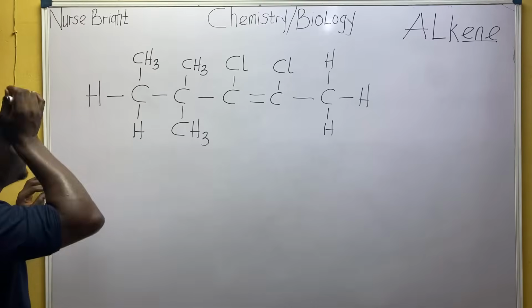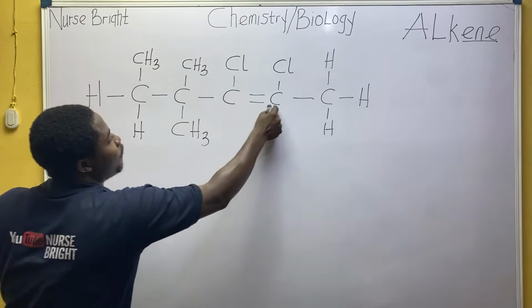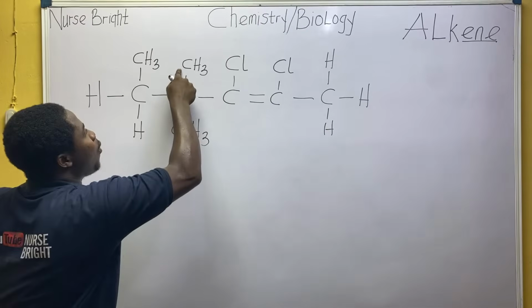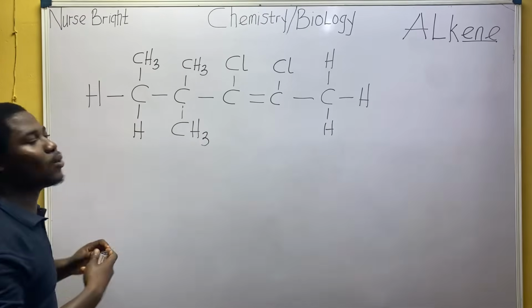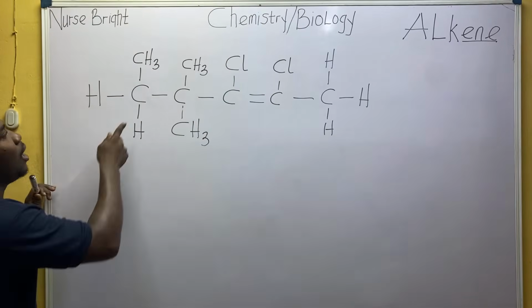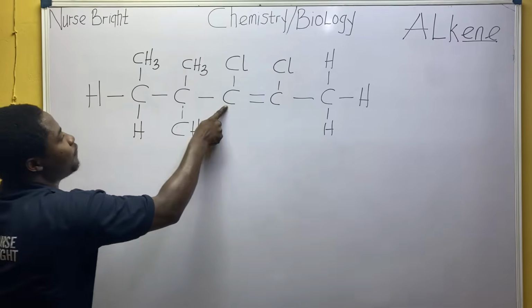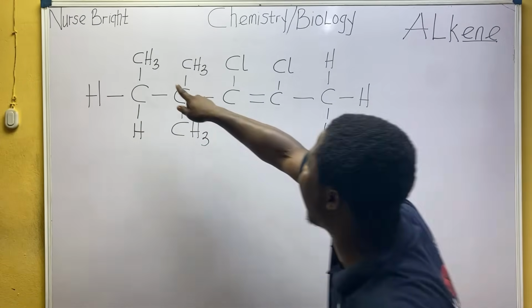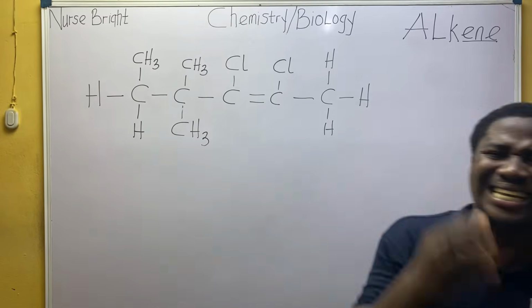Everybody relax, alright? So let me count like this: 1, 2, 3, 4, 5. This one is still 5 carbons. Let me count like this: 1, 2, 3, 4, 5. This one is also 5 carbons. But let me try and count like this. Wow. I counted like this: 1, 2, 3, 4, 5, 6. So you can see that when I counted from this side down, I had 6 carbons.